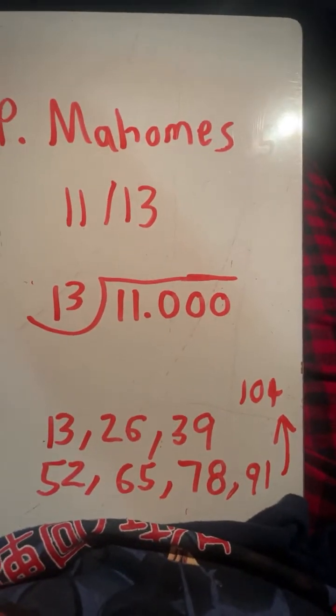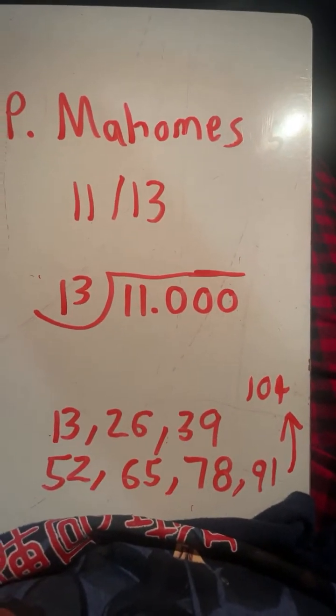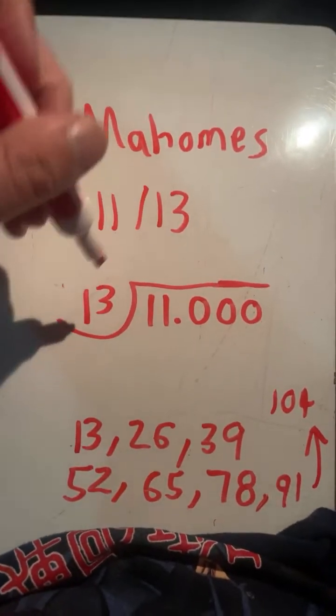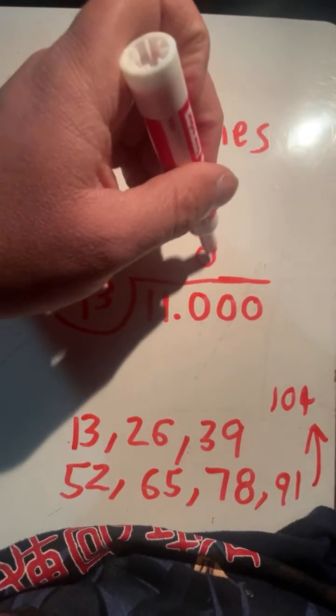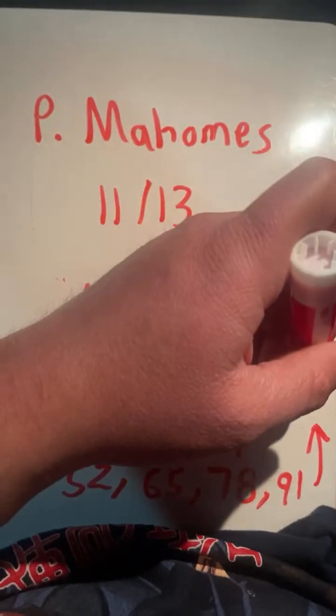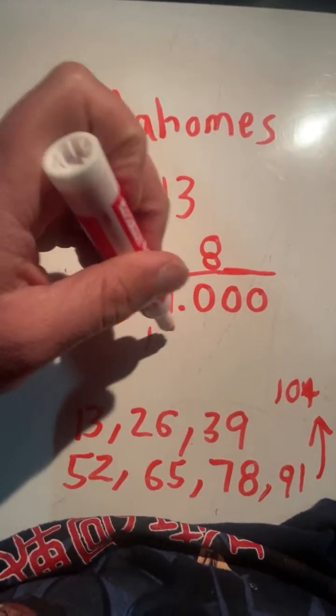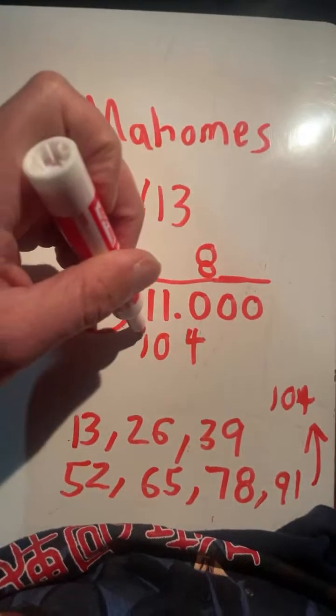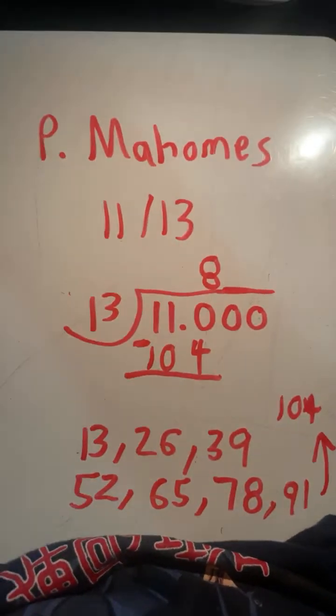104, eight groups of 13. So 13 goes into 110 eight times. 104 was as close as I could get to 110 without going over. So we got to subtract 110 minus 104 to find our remainder.